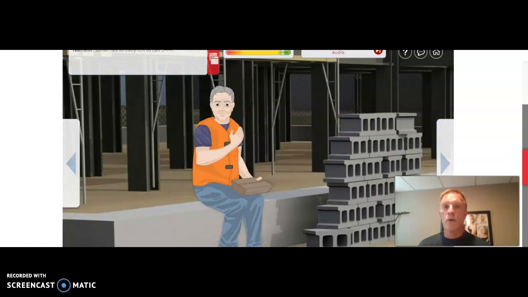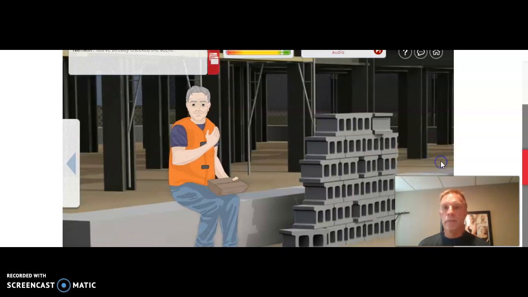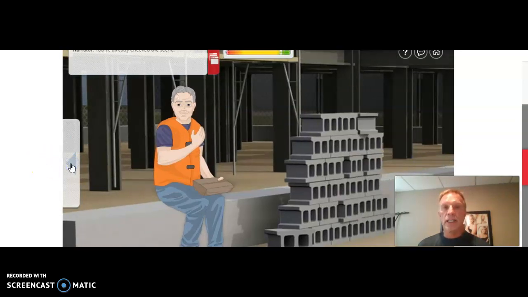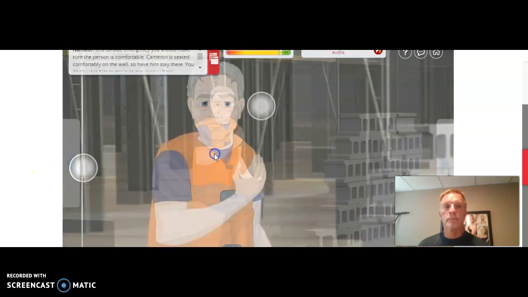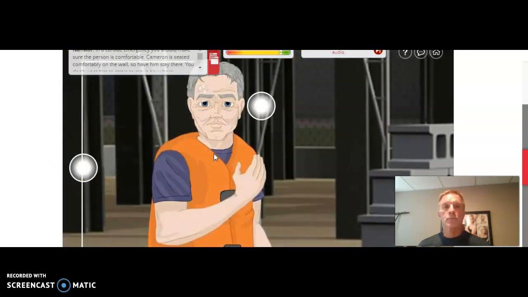So we did 911. Jamal has already left to call 911. We already checked the scene. In a cardiac emergency, you should make sure the person is comfortable. Cameron is seated comfortably on the wall, so have him stay there. You don't want him to strain to move anywhere.